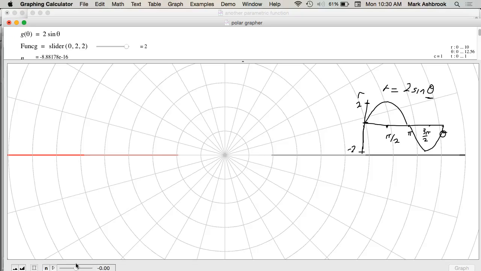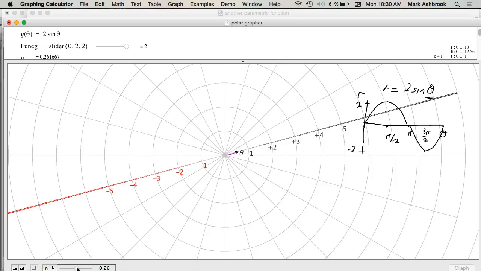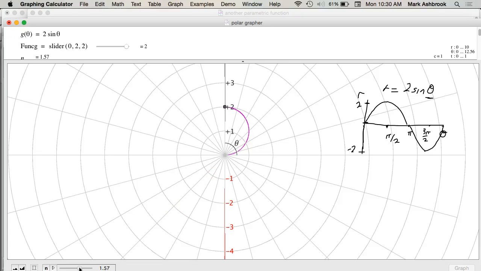But do you see that points are being generated as theta goes from 0 to pi over 2? R goes from 0 to 2, and so you get something like this. Okay, watch it being generated now. As theta goes from 0 to pi over 2, we know R goes from 0 to 2. So that's R increasing from 0 to 2 as theta increases from 0 to pi over 2.